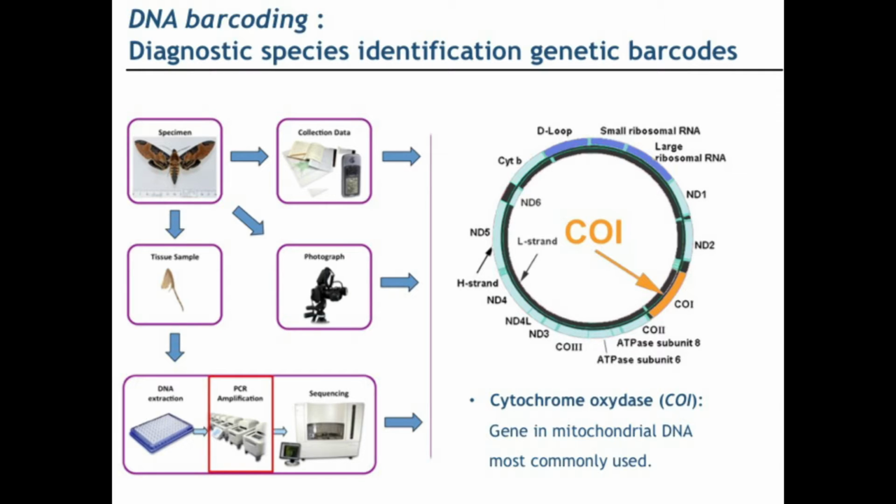And this gene is present in all animals, to speak specifically about animals, such that you can use that as a standard to look at genetic variation between species in that short stretch of DNA, which is very easy to analyze and very cheap also, and in this way to have a diagnostic identification of specimens.